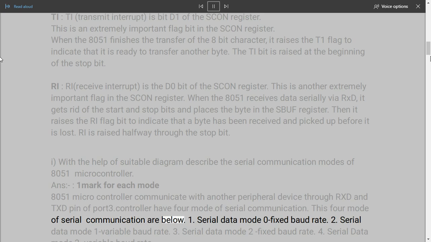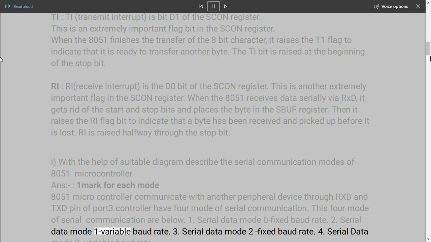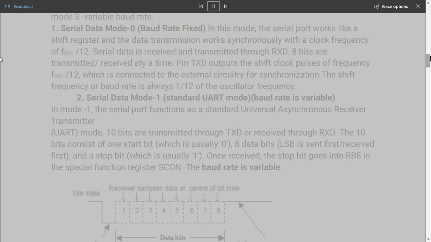1. Serial data mode 0, fixed baud rate. 2. Serial data mode 1, variable baud rate. 3. Serial data mode 2, fixed baud rate. 4. Serial data mode 3, variable baud rate. 1. Serial data mode 0, baud rate fixed.